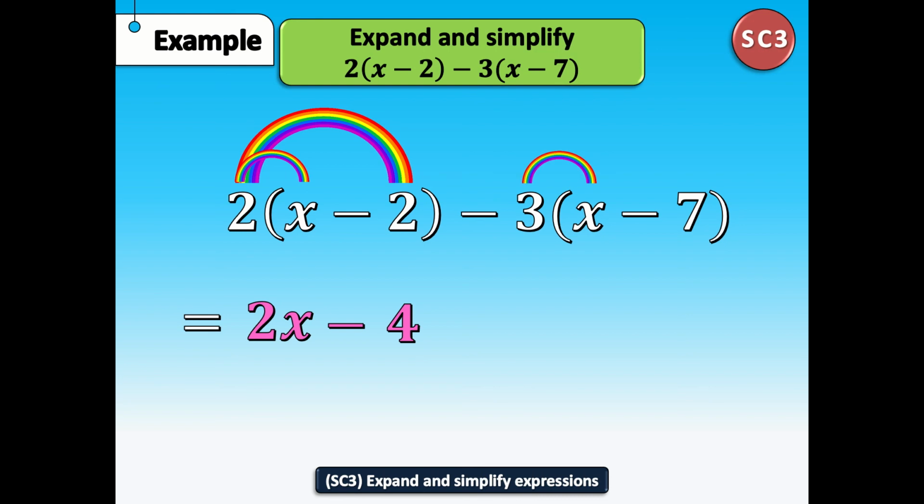Then we do minus 3 times x. So always look at the sign that's in front. This number is minus 3. So we've got to do minus 3 times x, which is minus 3x.